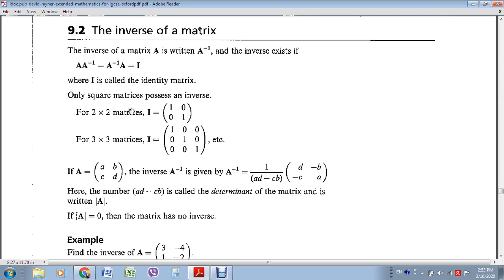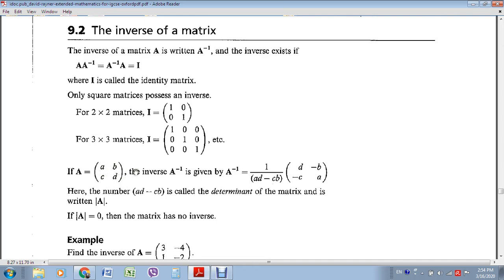The matrix should be a square matrix. Only square matrices possess the inverse. For a rectangular matrix, when the number of rows and number of columns are not equal, we cannot find out the inverse. When the number of rows and number of columns are equal, like 2 cross 2, 3 cross 3, 4 cross 4, then we can find out the inverse. For example, if A is equal to the matrix with elements a, b, c and d, we want to find out the inverse.